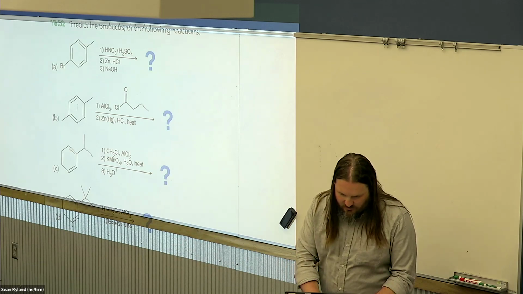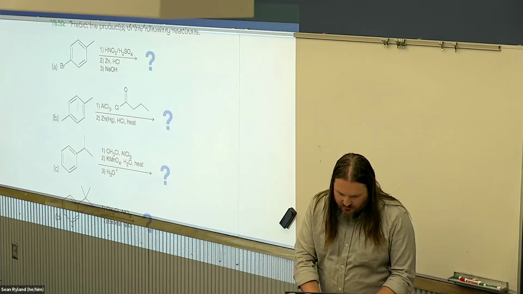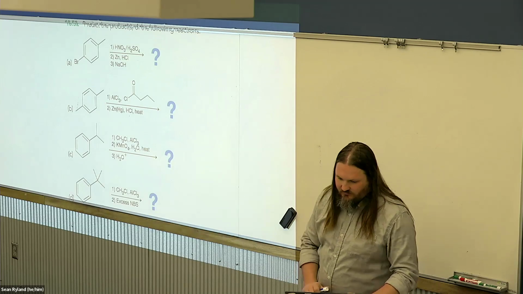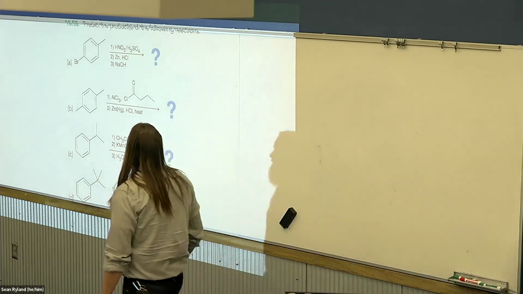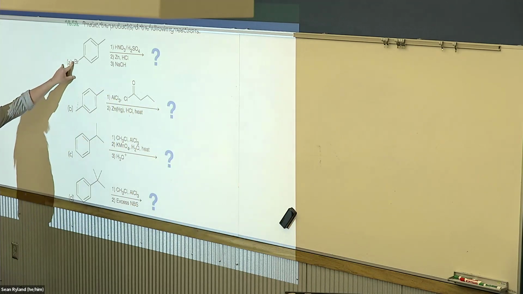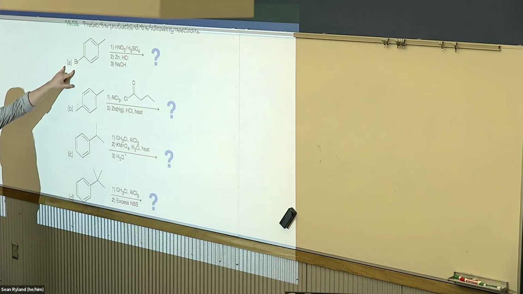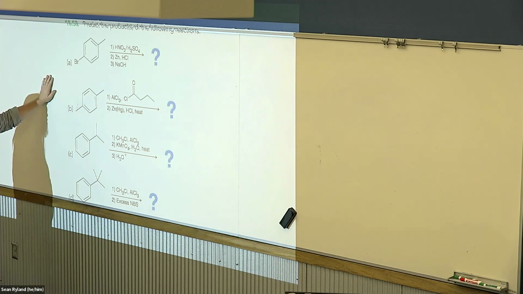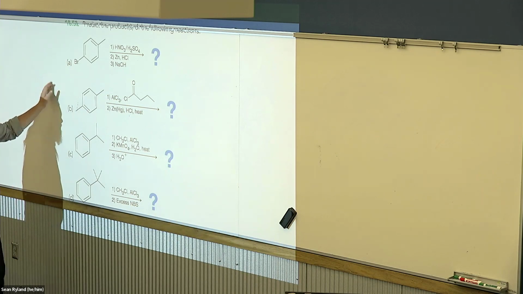All right, last one. This one's got a little bit of review in it. Some other reactions. So step one here is to add a nitro group. Where are we going to add it? Ortho to the methyl.